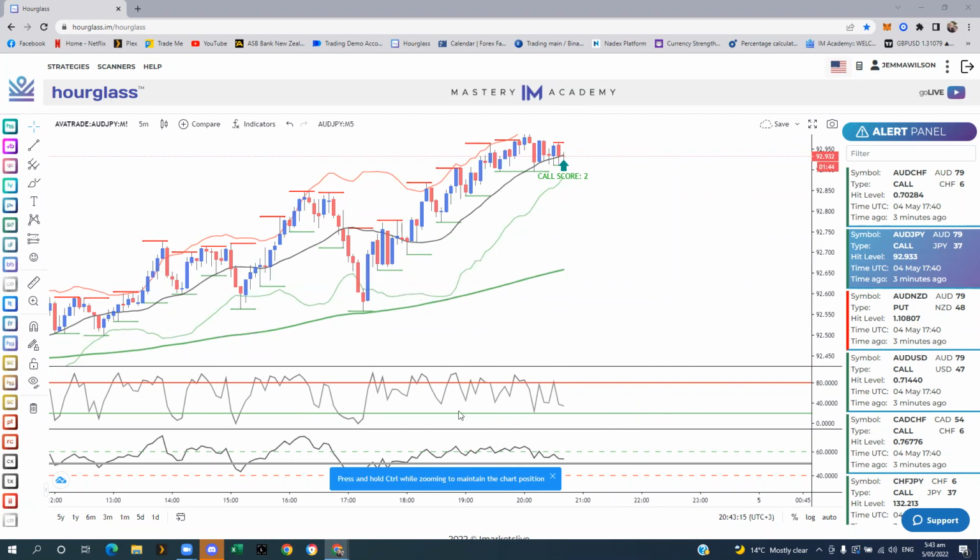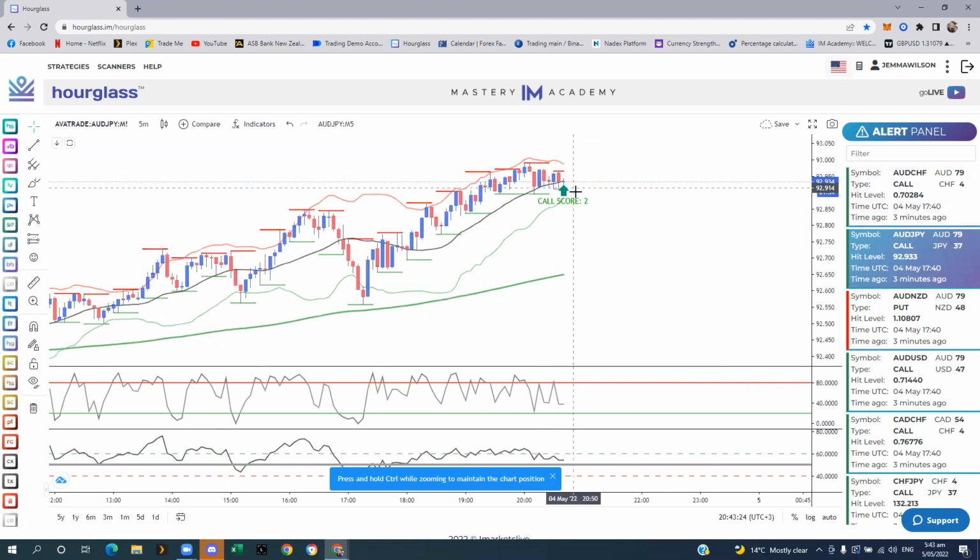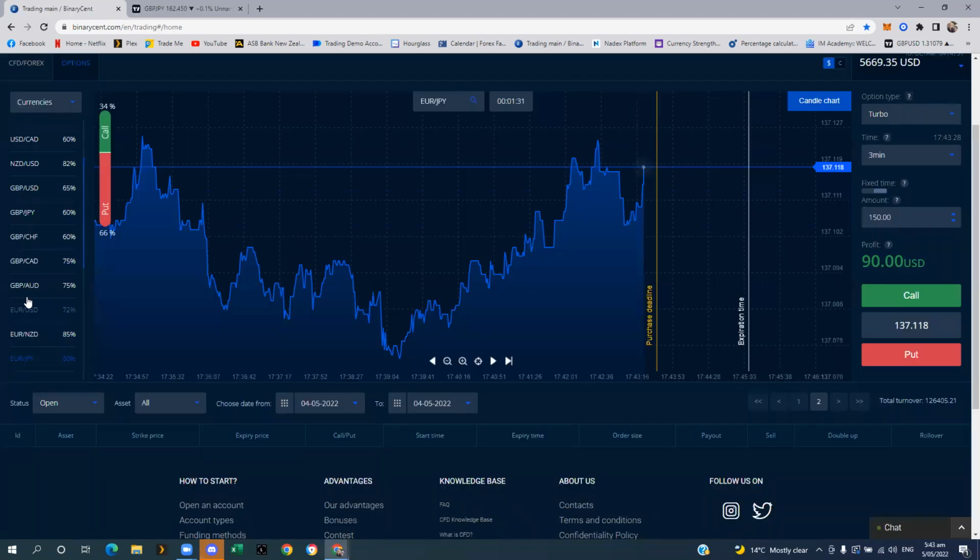I need to move this because it's in the way. There we go. I want to see if you guys are clearing any. So I've got my chat up there. So AUD JPY, I think, is a bit far away. Let's take a look.